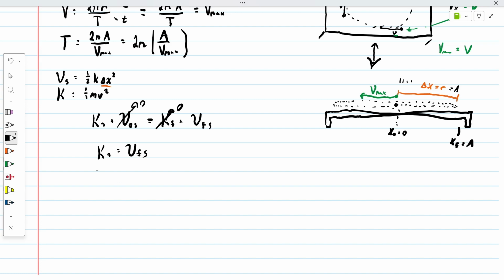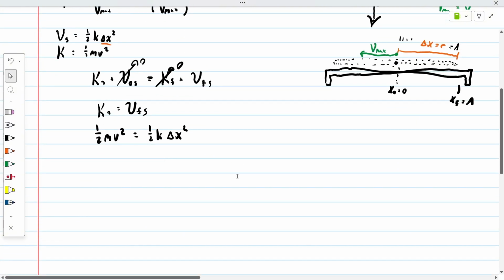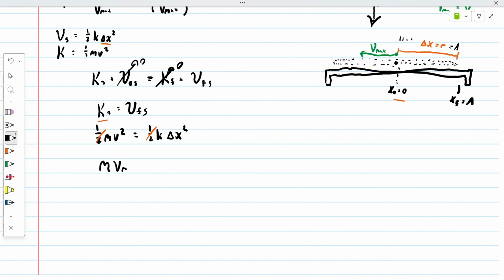And so we just learned the equations for those. 1/2 mv squared equals 1/2 k change in x squared. But now, when we have this initial kinetic energy right here, it's at this point right here. And what is the velocity at that point? Well, it's the max velocity. That's how we define the max velocity. And so first off, we can just go ahead and get rid of these 1/2s. They cancel. And so we'll just have m v max squared equals k.